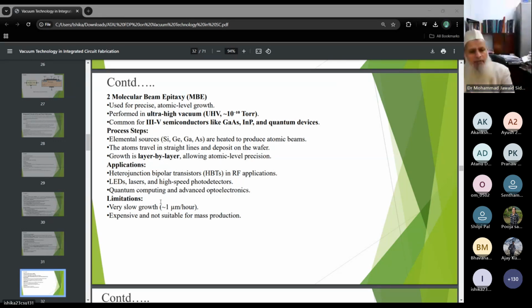the wafer without colliding with other particles. Applications: heterojunction bipolar transistors, HEMTs, LEDs, lasers. These are fabricated with the help of MBE. The limitation is that the growth rate is very slow, 1 micrometer per hour. It is expensive and not suitable for mass production. Yes, please, next slide.